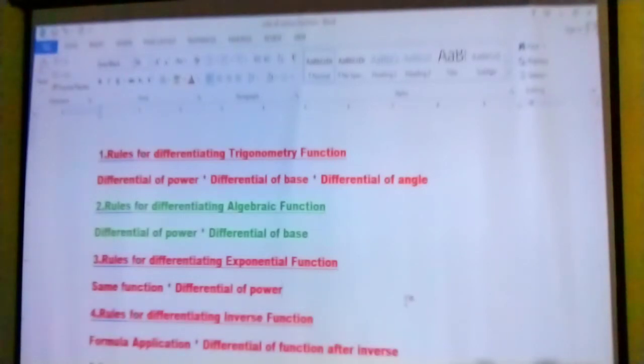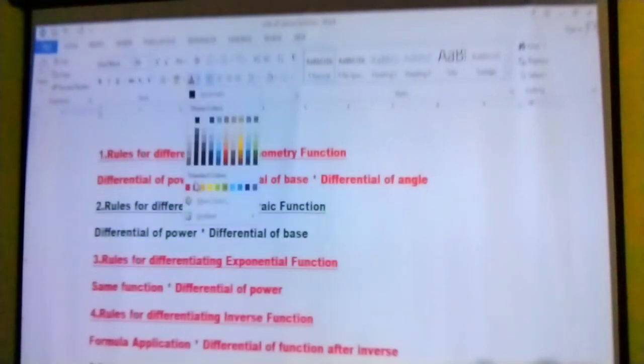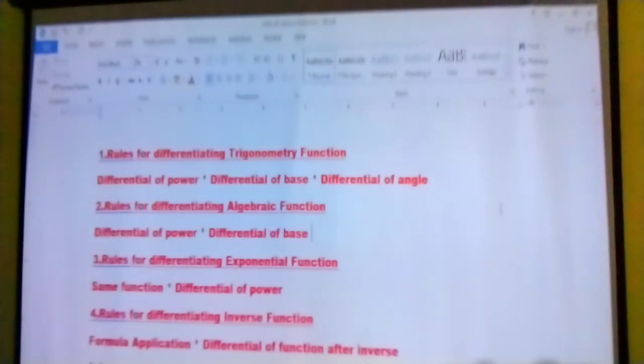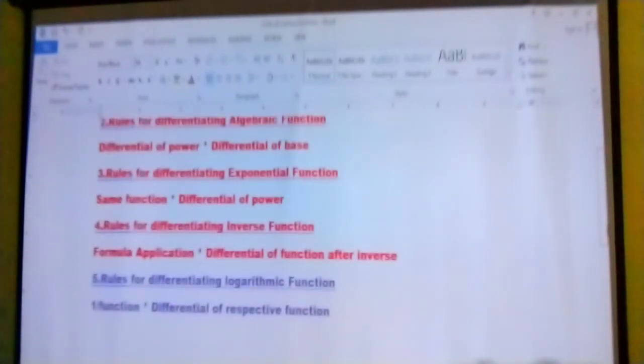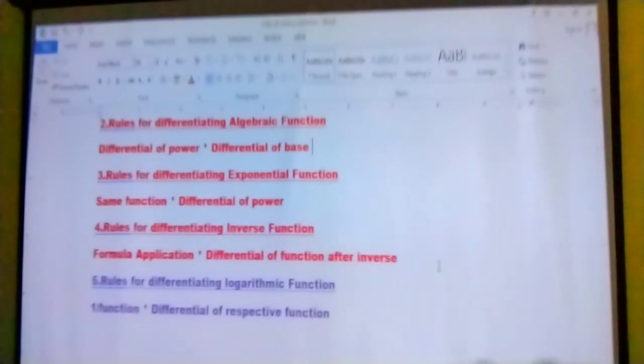The rules for differentiating algebraic functions: differential of power into differential of base. The third one is the rule for differentiating exponential functions: the same function into differential of power. The fourth is the rule for differentiating inverse functions, that is, applying the formula after the inverse. The fifth is the rule for differentiating logarithmic functions: 1 by function into differential of the respective function.